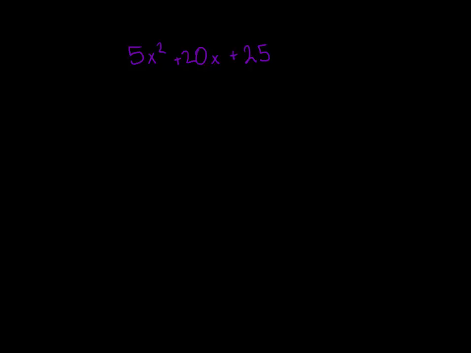So, I made it easy. 5, 20, and 25 are all divisible by 5. So if you're going to complete the square to put this in vertex form, you start by dividing by 5, which gives x squared plus 4x plus 5. Now to complete the square, you want to take half the value of b, which is 4, and then square it. So half of 4 is 2, 2 squared is 4.